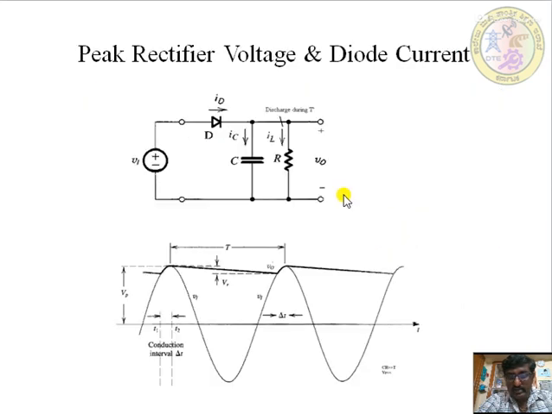So in the next slide we will see the peak rectifier and the diode current. Only the peak to peak value will be taken. It is just like a capacitor filter, and the reduced ripple is also constant. So this one is your peak rectifier voltage as well as the diode current. It is like your peak detector.